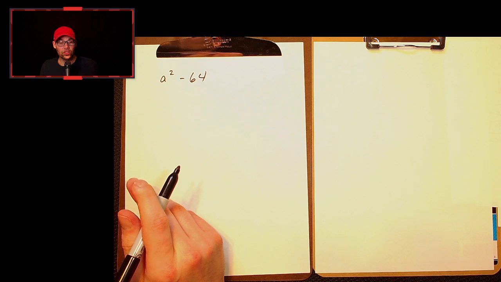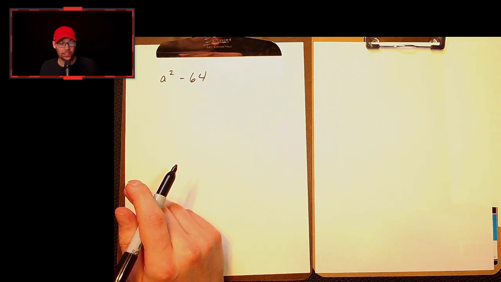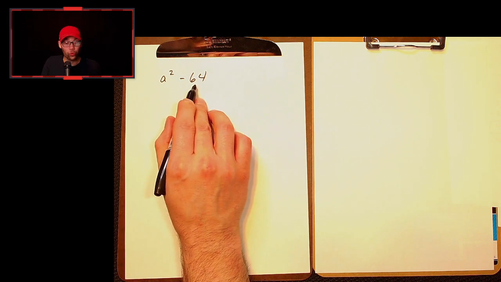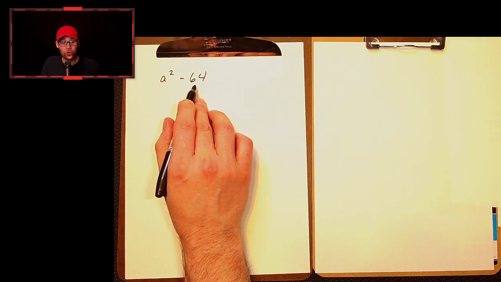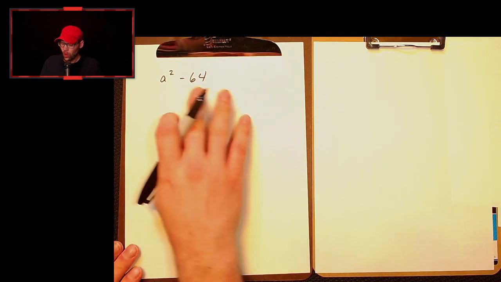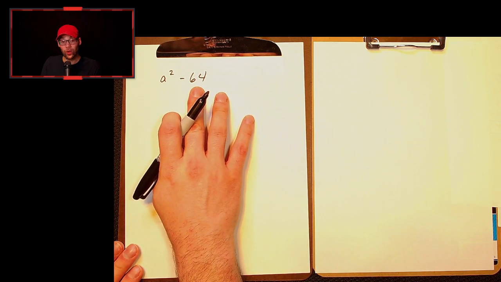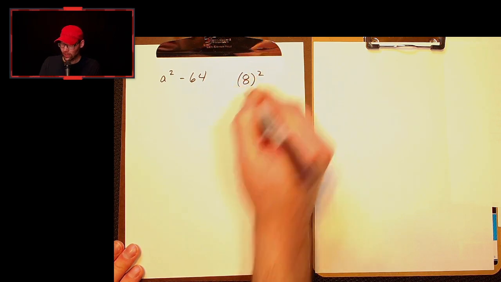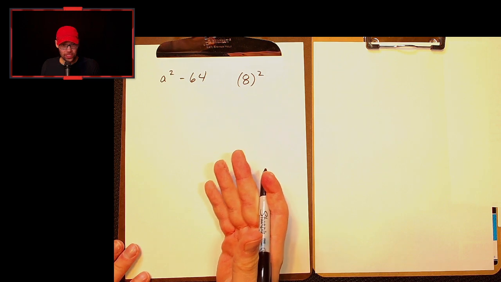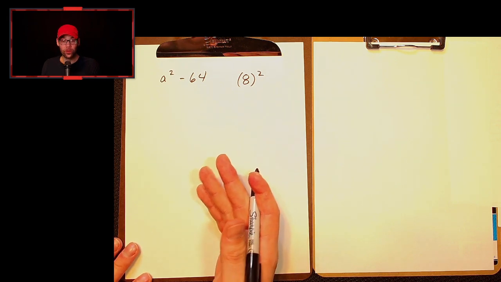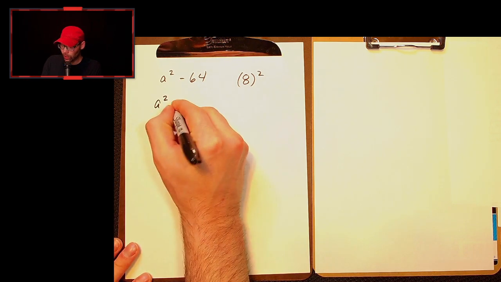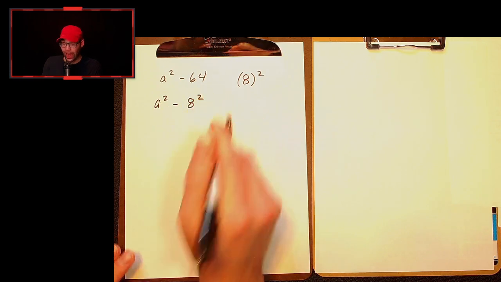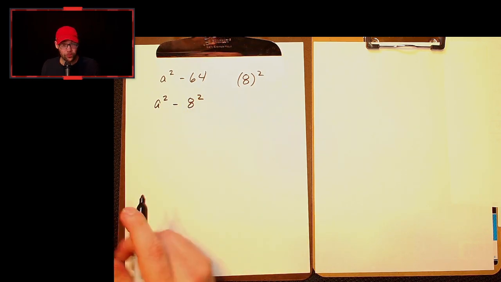We're going to use a trick that you're actually going to use a lot in this class, in that we can rewrite a number using exponents. So we can actually rewrite the number 64 as 8 squared. 8 squared is 8 times 8, which is 64. And when we rewrite this, this allows us to actually visually see the difference of squares.